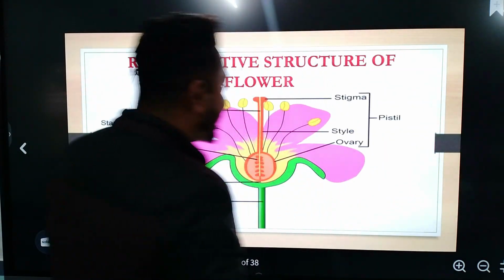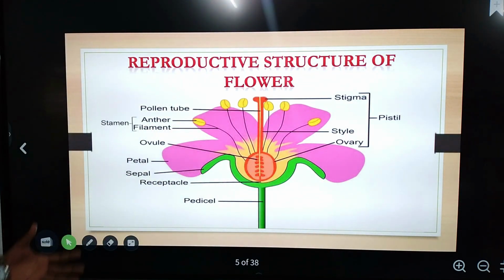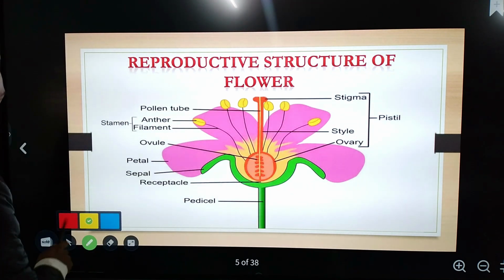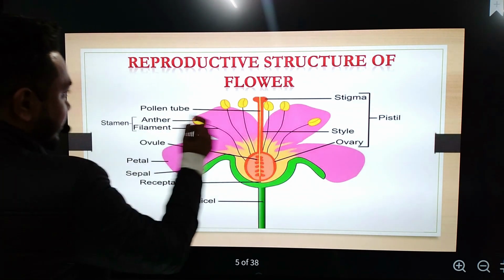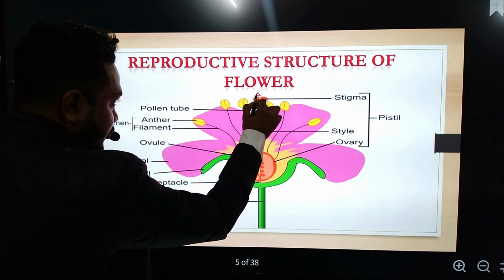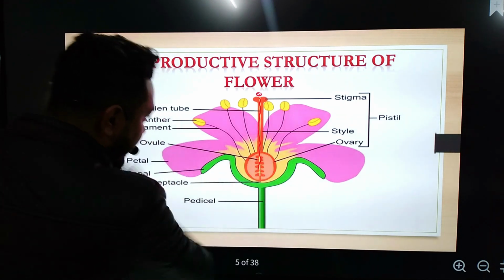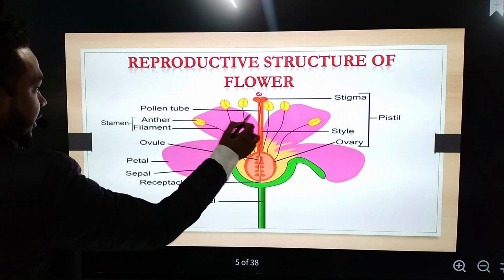All right, lovely students. This is another part of a flower, that is, the reproductive structure of a flower. Here also you can see the same thing, but there is another picture I have drawn here. This is a pollen tube. Just see here, whenever pollen grains fall on the stigma, it gradually develops a pollen tube and goes and touches the ovule. So this is what the pollen tube is all about.